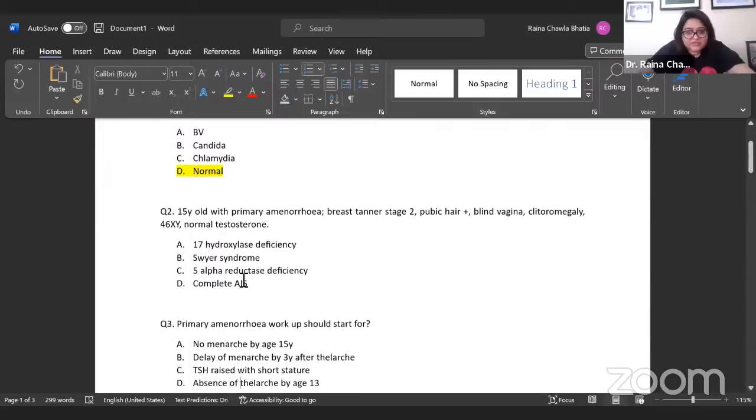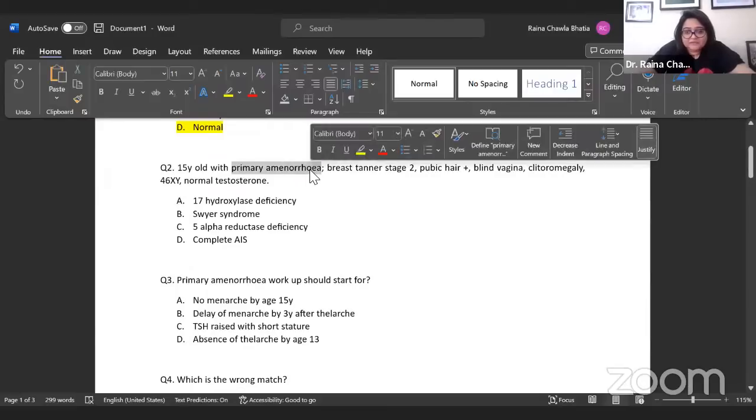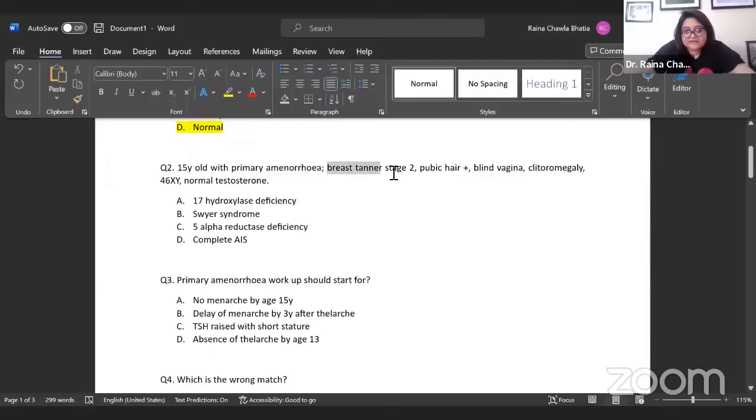It remains normal discharge. The second question, again, this is a very high yield area, but this question was not an easy question. From what I got, it was a 15-year-old girl with primary amenorrhea. So breast was Tanner stage 2, pubic hair was present.